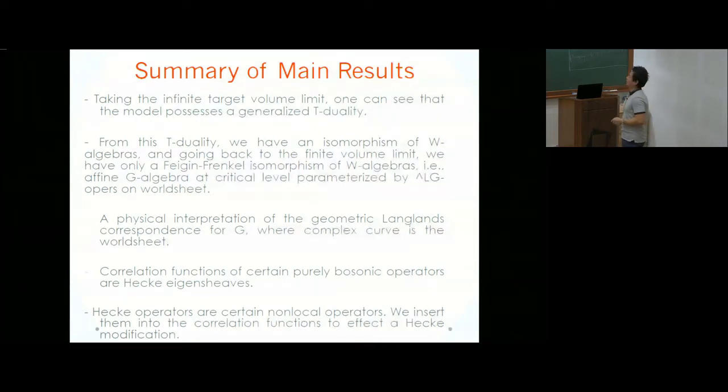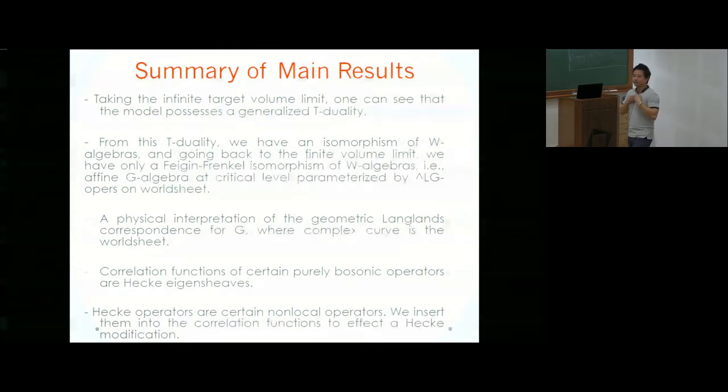It's okay, yeah. Okay, so now, of course, our model is not the infinite volume limit. We've got to bring it back down to a finite volume limit. And when we bring it back down to the finite volume limit, we get exactly what is the classical Langlands duality. So this is a terminology which I'll clarify. The quantum Langlands duality of W algebras is one whereby the level is not restricted to be critical.